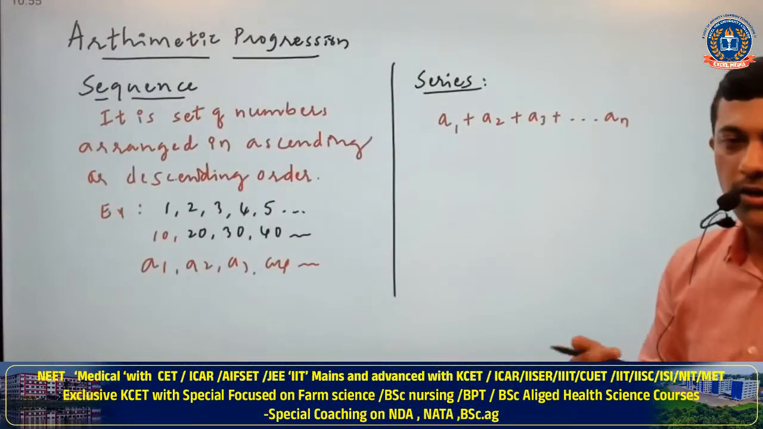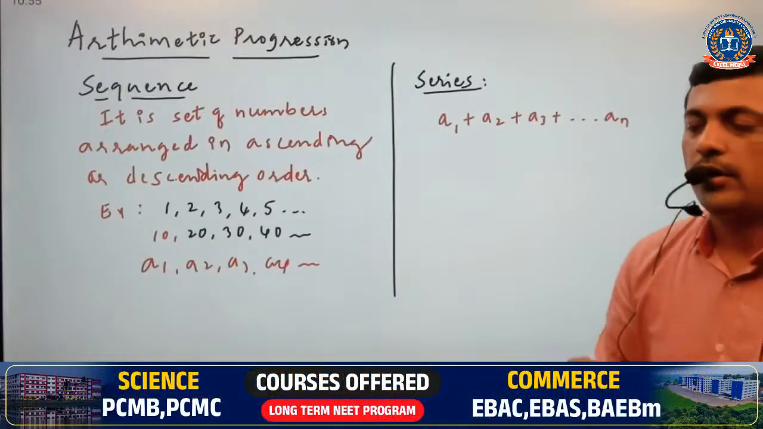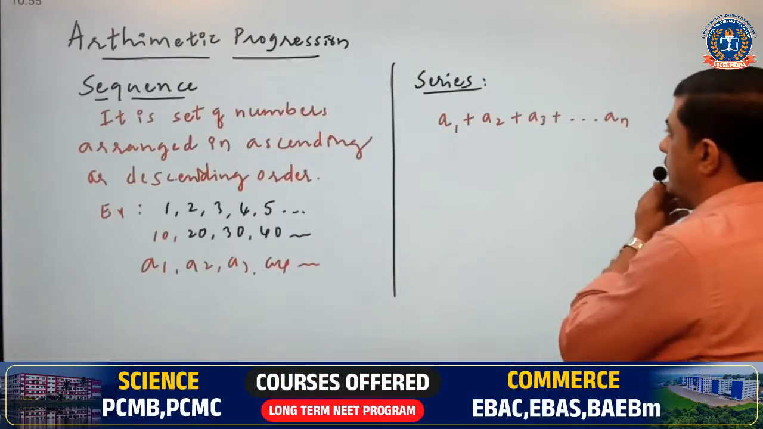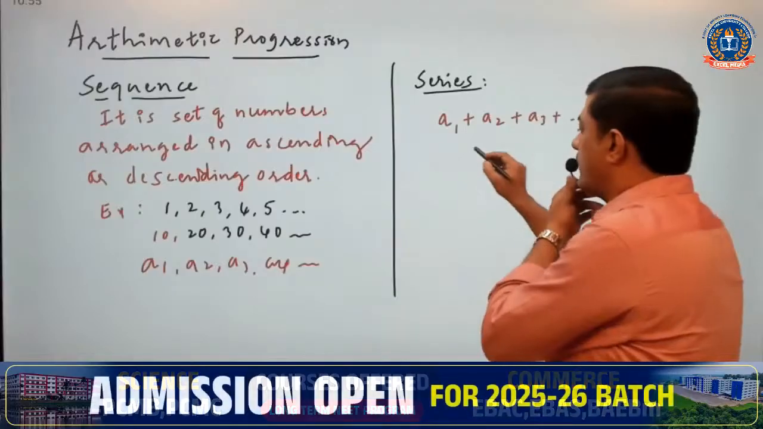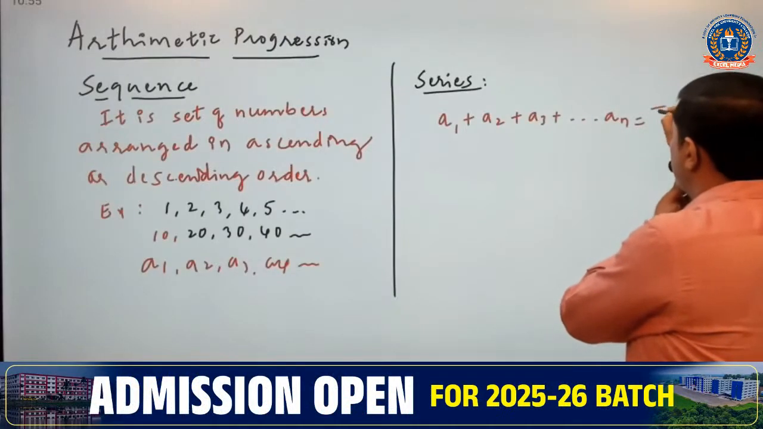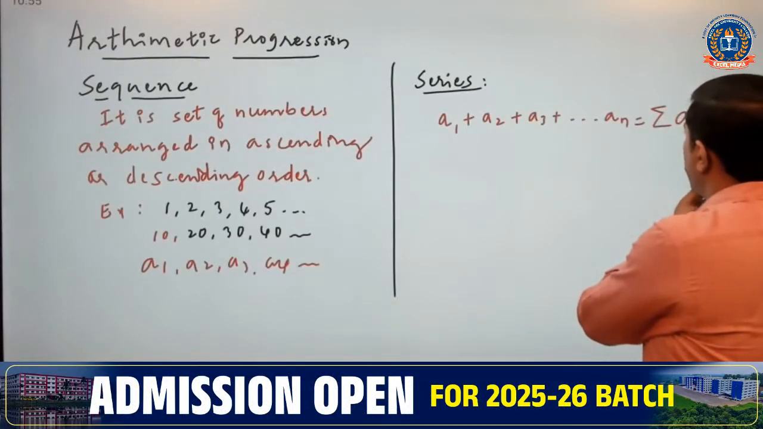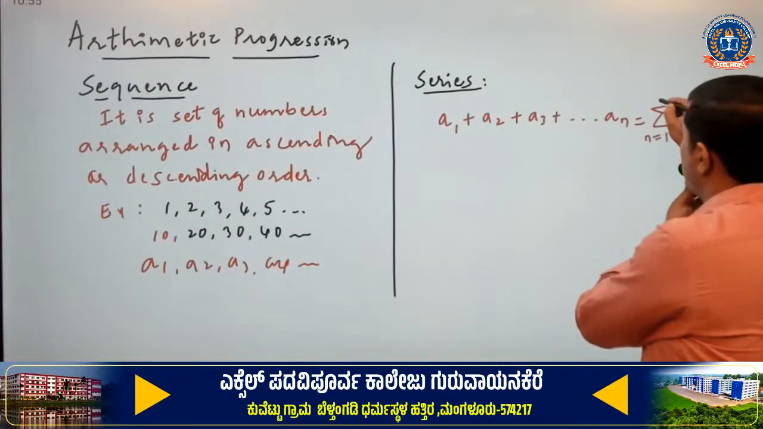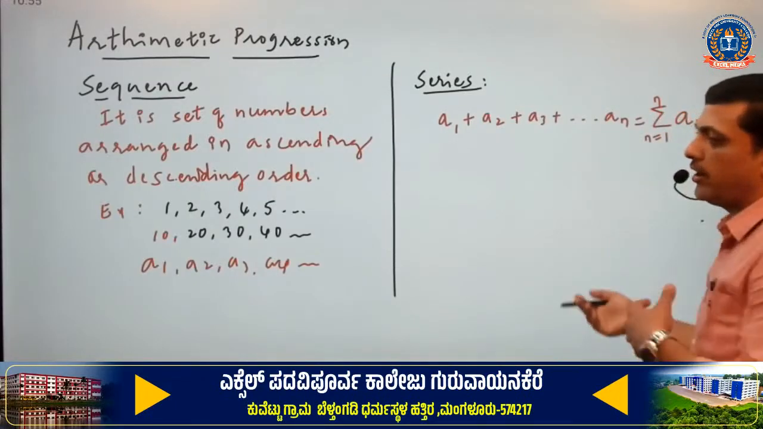You can make a subtraction also, because it is a series which represents the particular case, and this we could represent as a summation of an, where n goes from 1 to infinity or n.